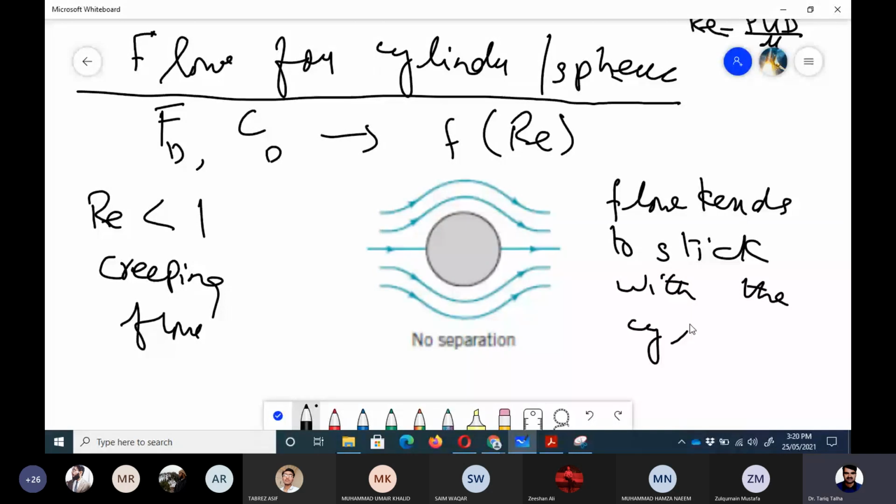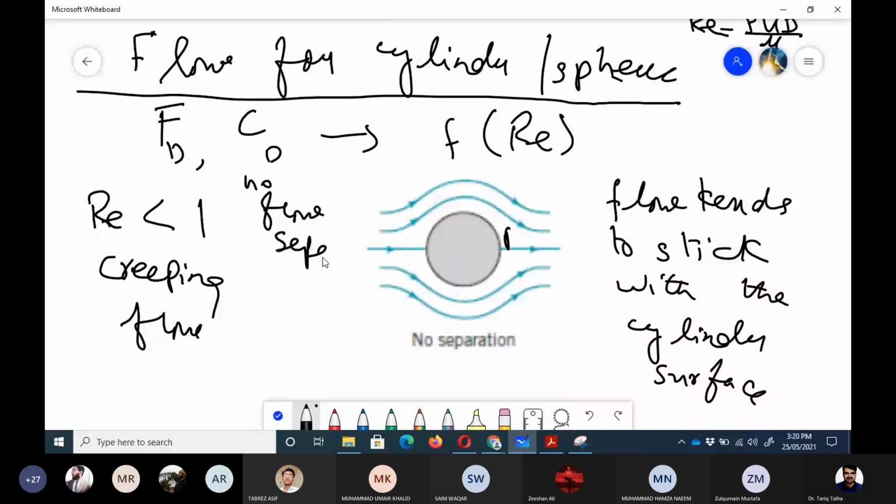When the flow is going to stick with the cylinder surface, it means that there is no flow separation at the back end. Right? When there is no flow separation, it means that there is no pressure difference or minimal pressure difference between front and back. Because the major pressure difference arises when there is a kind of flow separation.